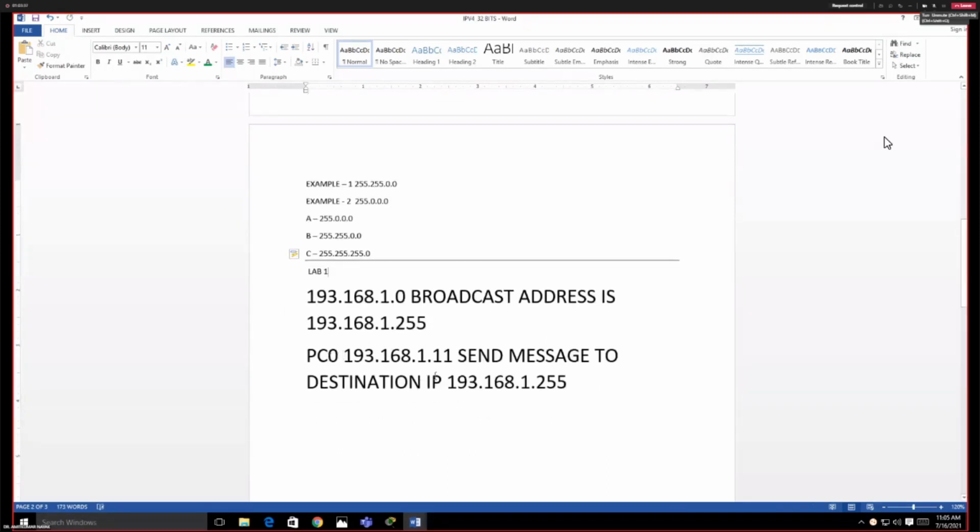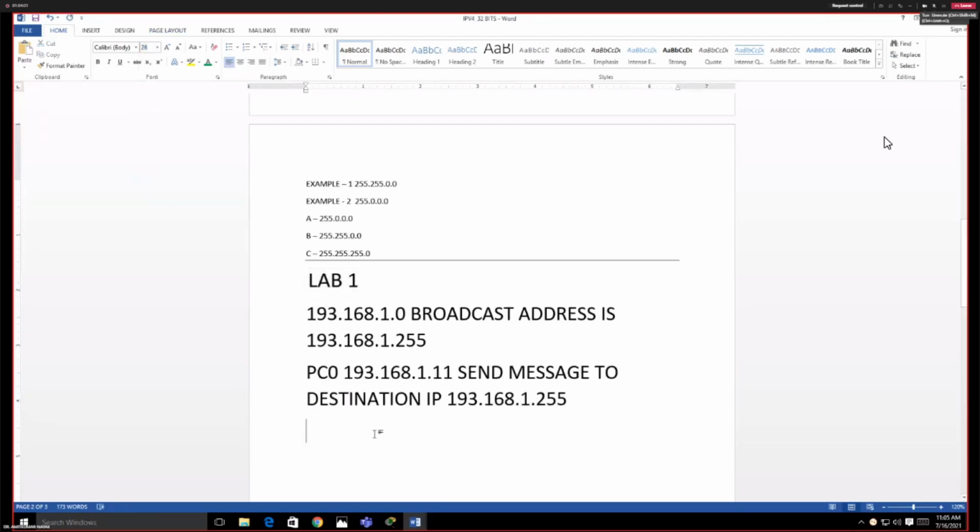Yes, sir. So to broadcast a message, you have to use the broadcast IP address as the destination IP. If you keep the destination IP as 193.168.1.255, then that message will be received by all active computers in lab 1. So I hope that now you have the idea about broadcast address and default mask. Yes or no? Yes, sir.